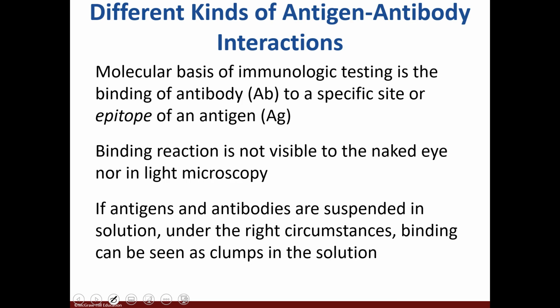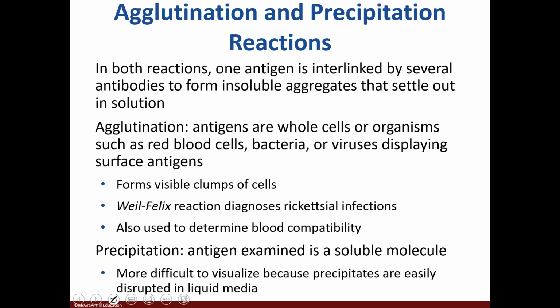The immunologic methods rely on antigen-antibody binding. This binding is not something we can see with the naked eye or basic compound light microscope. If the complex is suspended in a solution, we may be able to visualize it as agglutination. In both agglutination and precipitation, the antibody and antigen are linked. In agglutination, antigens can be whole cells. The reactions can be seen as clumps, and this is the basis of blood typing and compatibility testing. In precipitation, the antigen is a soluble molecule that can easily be disrupted in liquids.